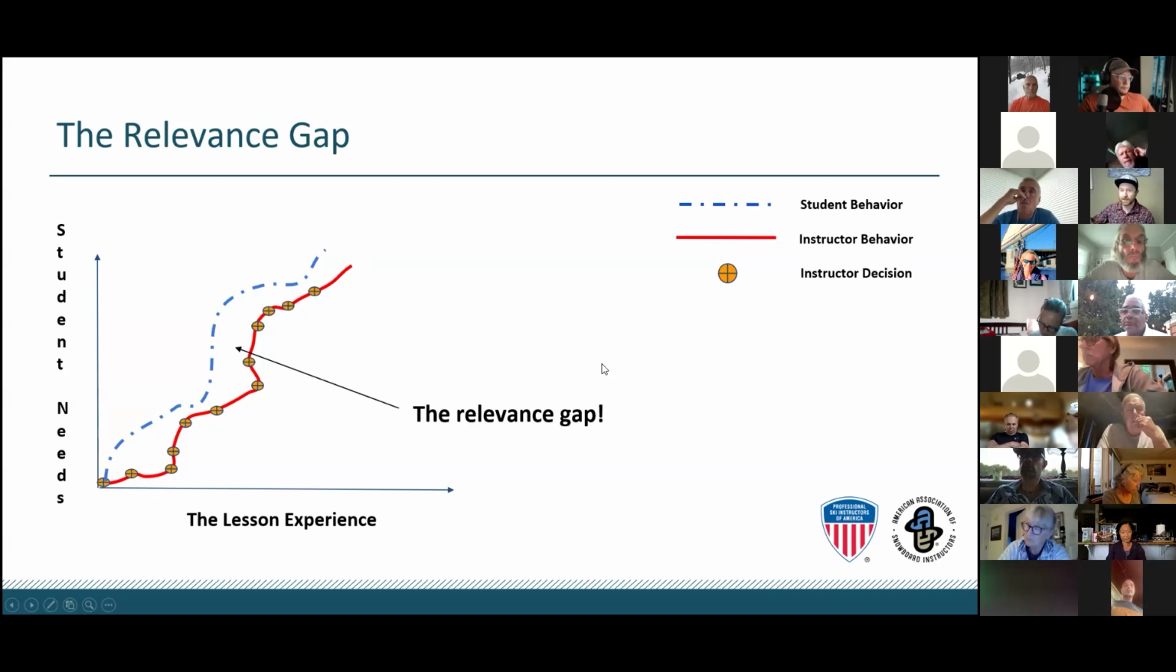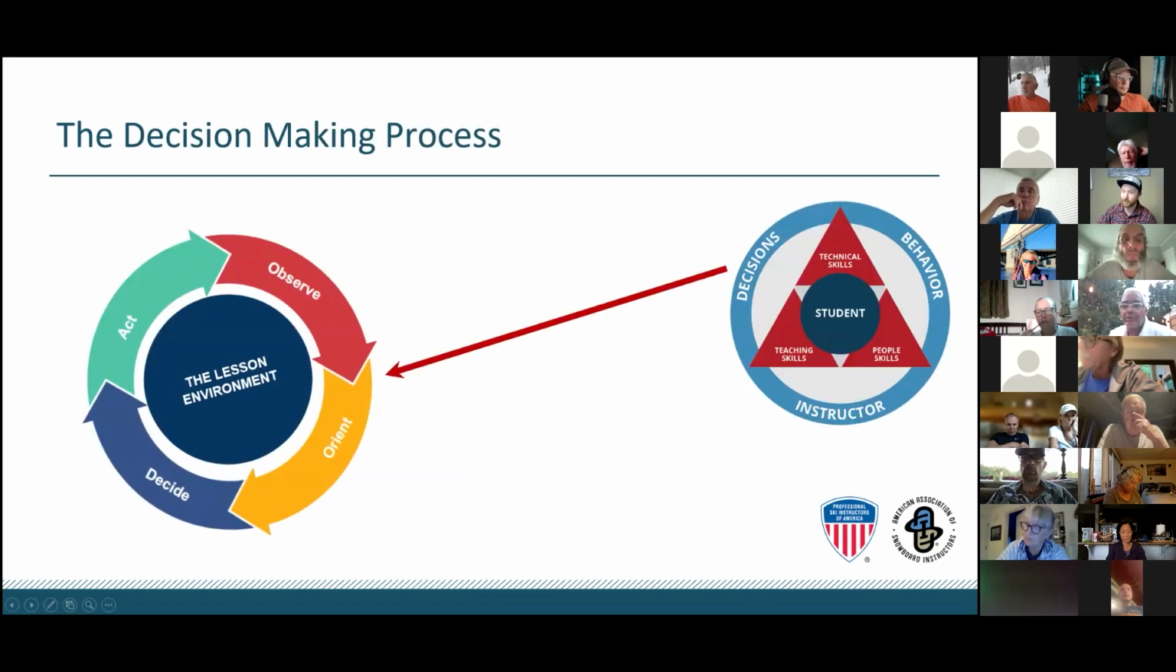And it's such a simple concept, but the idea is that at the end of the day, we want the smallest relevance gap between what they need and what I'm trying to do. And that is one of the seeds to a successful lesson. So now for the fun part, spinny wheel.